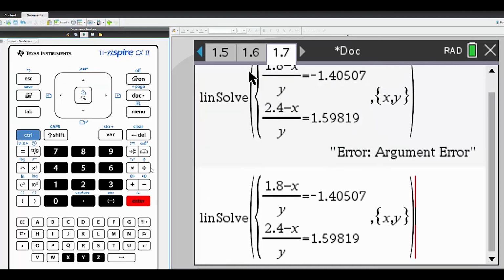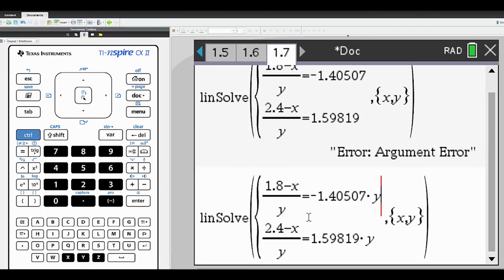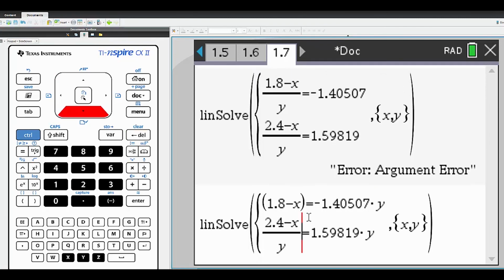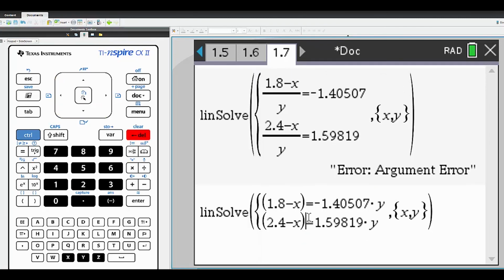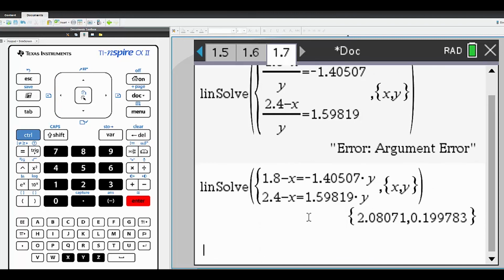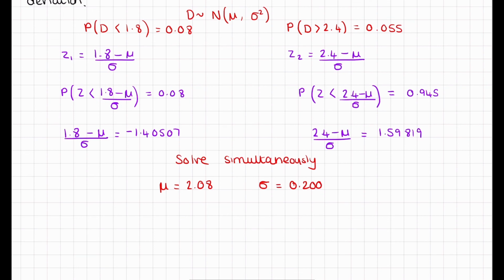So what we can do here is we'll just multiply the y to both sides in each of them and get rid of the divide by y here. And if you do that, you'll find it will work. So sometimes with the simultaneous solver, it doesn't like the division. You just multiply the denominator to the other side and it works perfectly. And that is normal distribution.